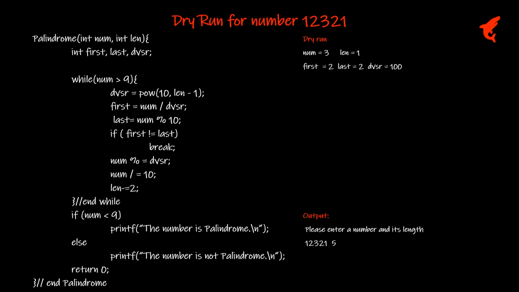The while condition is again checked and as num is not greater than 9, the condition is false this time and so the while block is not entered this time. The control then jumps to the if statement and because the condition is true, 12321 is printed as a palindrome number. The return 0 statement is executed and the control is transferred back to the main function. After executing getch function and return 0 statement of main, the program execution ends.